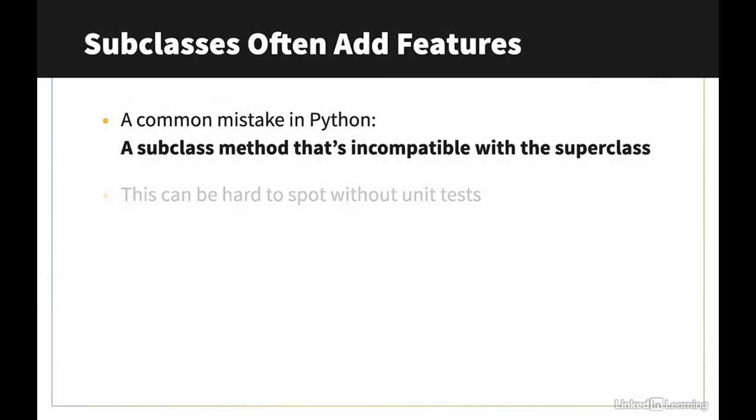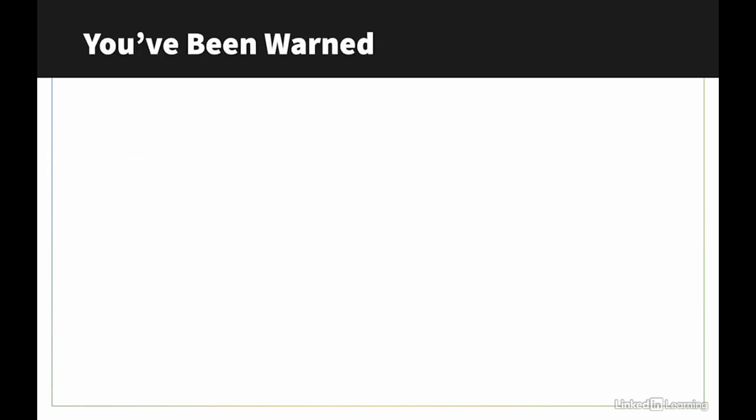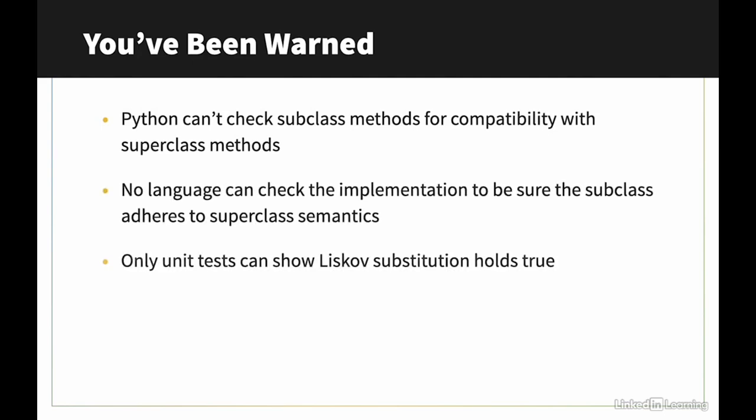No language can ever confirm that the subclass semantics match the superclass. It's entirely possible for a subclass to override a superclass method with an implementation that's simply bonkers. Unit tests are required to show that Liskov substitution truly holds. The Liskov substitution principle doesn't solve the problem of creating properly polymorphic peer classes. It provides a way, however, to articulate the concern.